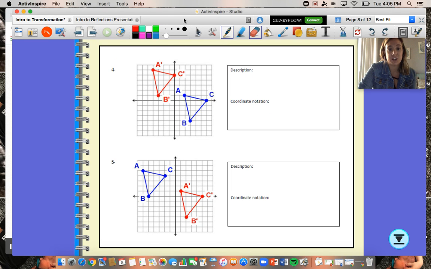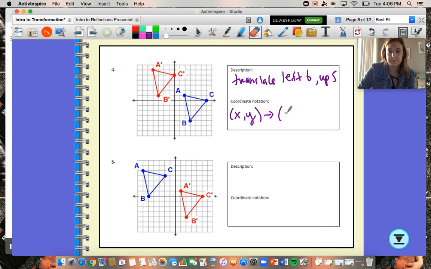Let's take a look at some shapes. I don't need to look at every point because it's rigid. I only need to focus in on one. So if I want to look at A, great. So this one, I'm going to say translate. What has happened? 1, 2, 3, 4, 5, 6. 1, 2, 3, 4, 5. Translate left 6, up 5. So XY becomes X minus 6, Y plus 5.